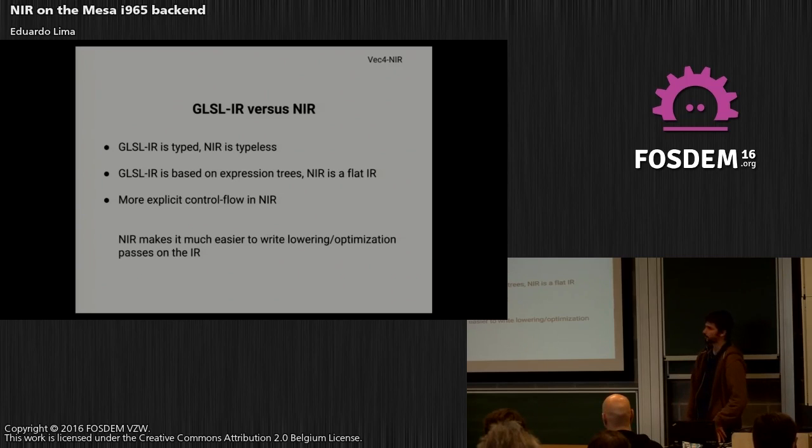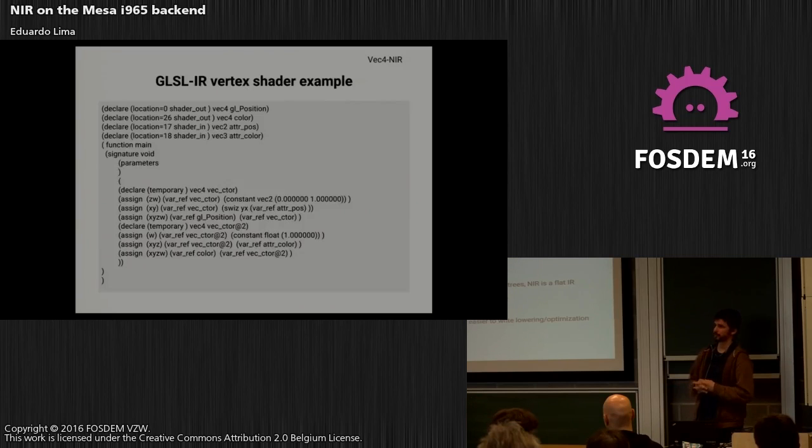As a consequence, we're much better at optimizing NIR. Actually, there's an interesting article on NIR by Jason, where he explains the reasons in the beginning when they decided to switch to NIR. It was basically that what we had in the GLSL IR was already getting very complex and it was very difficult to do optimizations there, so NIR was a solution to that. This is an example.